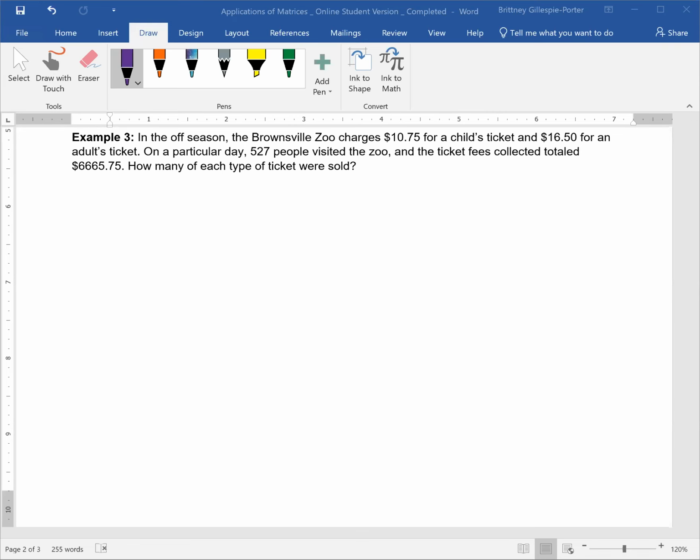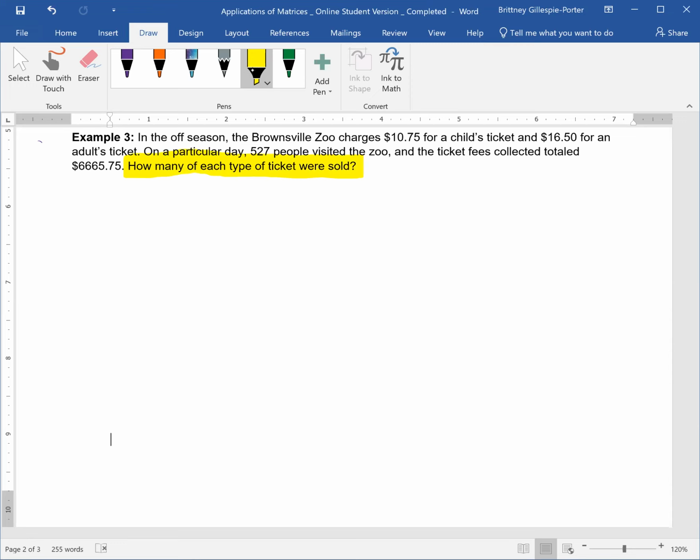This next example ties into some of our previously worked money examples. In the off season, the Brownsville Zoo charges $10.75 for a child's ticket and $16.50 for an adult ticket. On a particular day, 527 people visited the zoo, and the ticket fees collected totaled $6,665.75. How many of each type of ticket was sold?